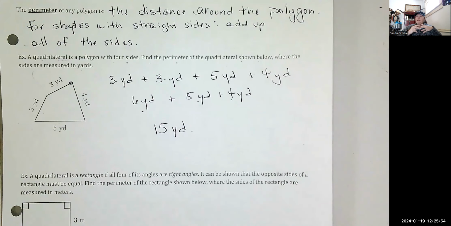So it says, find the perimeter of the quadrilateral shown below. Well, all you have to do is say the perimeter is 15 yards. That's it. I don't need anything fancy. I'm not grading on punctuation or capitalization or sentence format. It doesn't even have to be an actual, quote unquote, sentence.